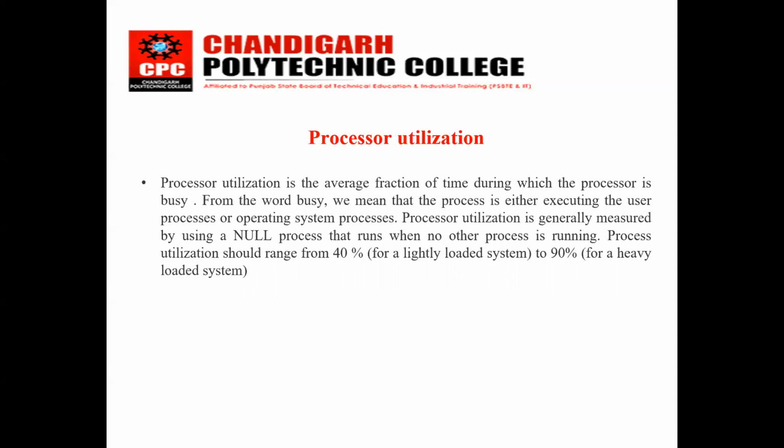Processor utilization is generally measured by using a null process that runs when no other process is running. Processor utilization should range from 40% for a lightly loaded system to 90% for a heavily loaded system, and it is one of the main parameters to measure the performance of our scheduling algorithms.